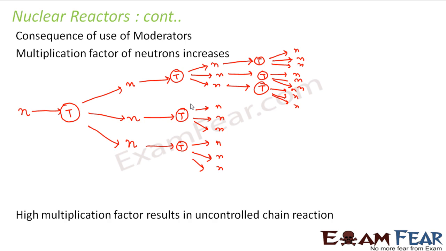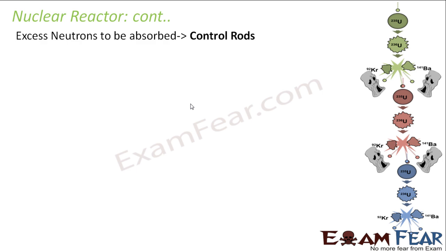So what will this cause? High multiplication factor will result in an uncontrolled chain reaction. This is what was happening in an uncontrolled chain reaction, right? Now, do we want an uncontrolled chain reaction in a nuclear reactor? No, we don't. We want a controlled amount of nuclear energy. So now we need something to control this reaction. For this, we need to absorb the excess neutrons. And that is done by something called control rods. So the moderators and the control rods, these two things together in a nuclear reactor result in a controlled nuclear fission reaction.